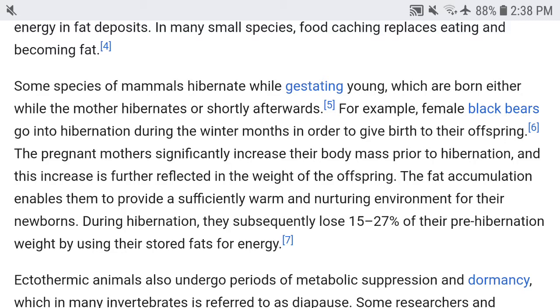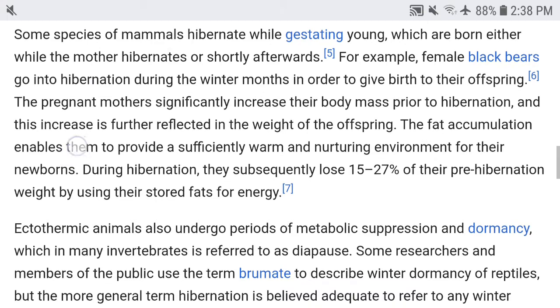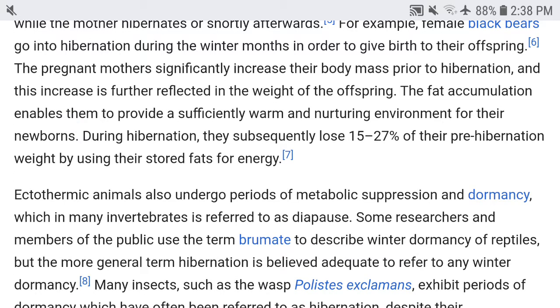For example, female black bears go into hibernation during the winter months in order to give birth to their offspring. The pregnant mothers significantly increase their body mass prior to hibernation, and this increase is further reflected in the weight of the offspring. The fat accumulation enables them to provide a sufficiently warm and nurturing environment for their newborns. During hibernation, they subsequently lose 15 to 27% of their pre-hibernation weight by using their stored fats for energy.